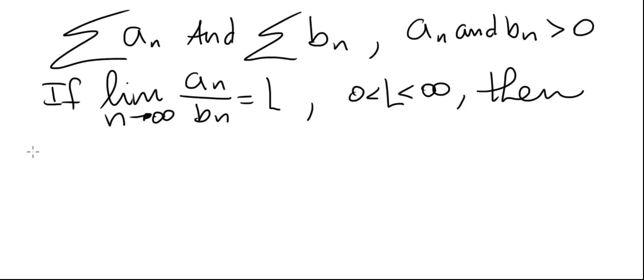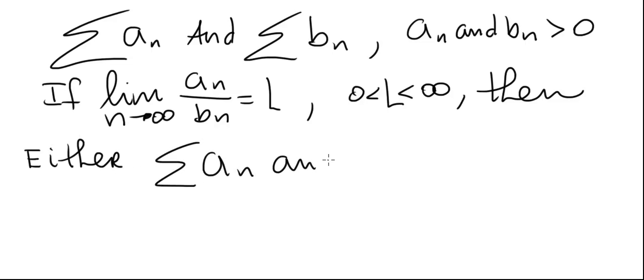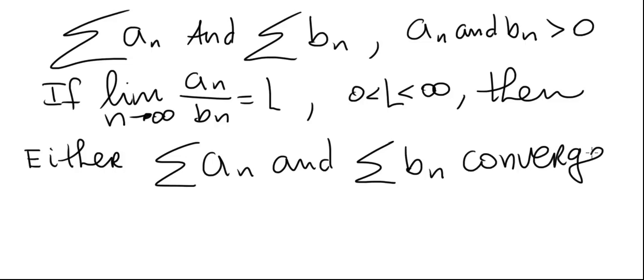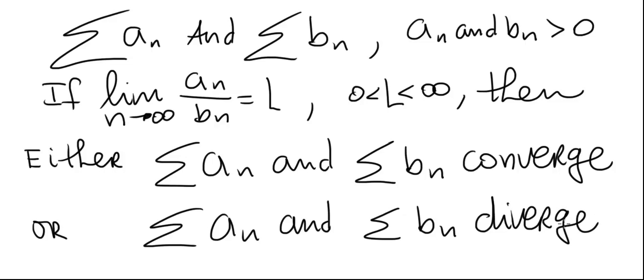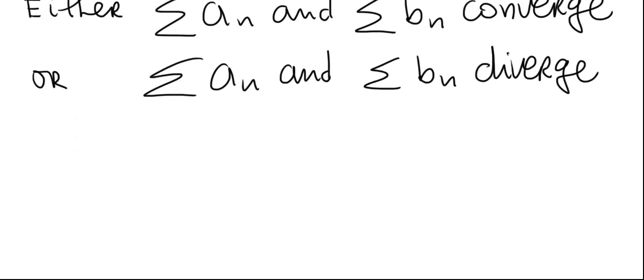In other words, either the summation a sub n and the series summation b sub n converge, or the summation a sub n and the summation b sub n diverge. We cannot have one of them converging while the other diverges. So we get back to our series.